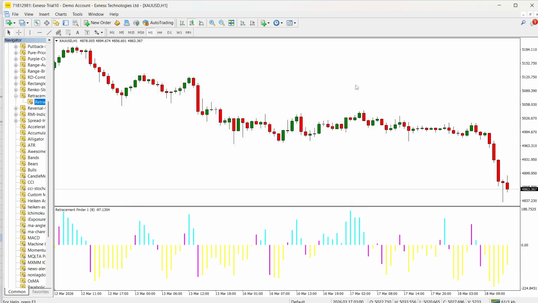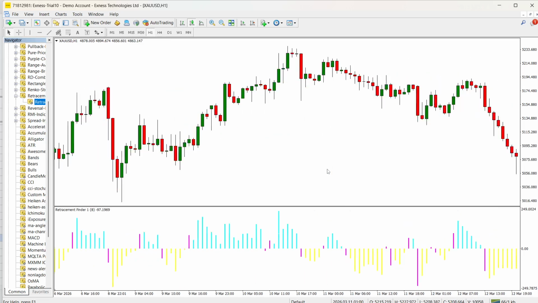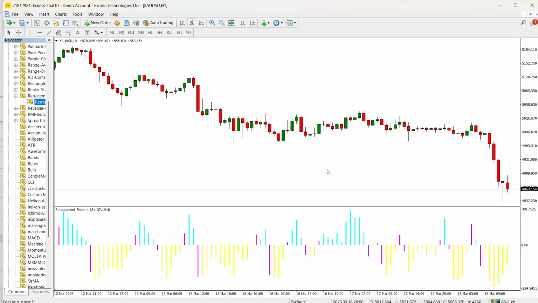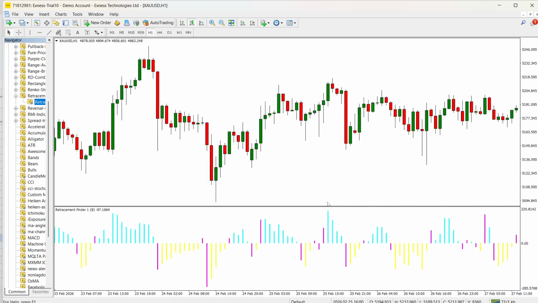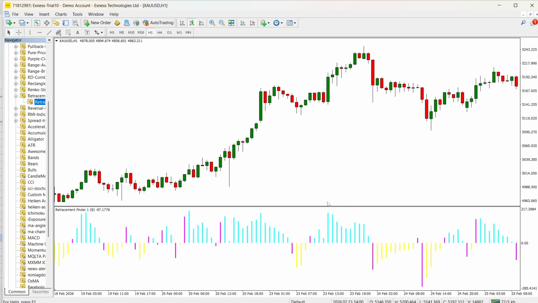So who is this indicator for? The retracement finder indicator is suited to trend traders who focus on trading in the direction of the main move but want a structured way to see where counter trend pullbacks occur. It is a visual analytical tool only and does not execute trades. Its signals should be combined with confirmation such as support and resistance, candlestick structure, and risk management rules.